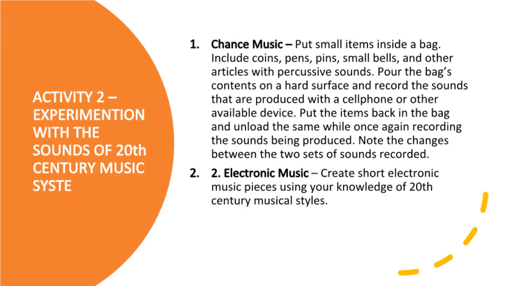Activity 2. Experimentation with the sounds of the 20th century music system. Chance music. Put small items inside a bag. Include coins, pins, small bells, and other articles with percussive sounds. Pour the bag's contents on a hard surface and record the sounds that are produced with a cell phone or other available device. Put the items back in the bag and unload the same once again, recording the sounds being produced. Note the changes between the 2 sets of sounds recorded.